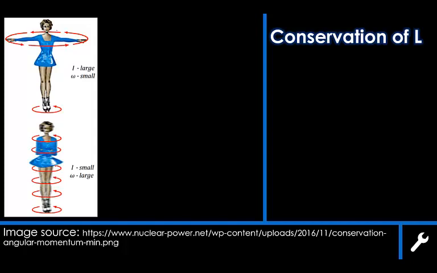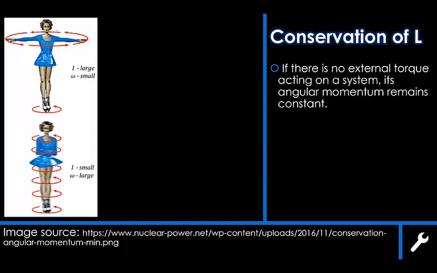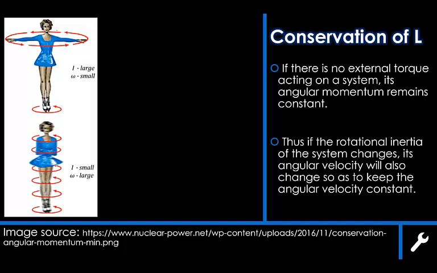Angular momentum is useful because angular momentum is conserved. If there's no external torque acting on the system, the angular momentum will remain constant. So if there's a change in the rotational inertia of the system, and there's no external torque, then the angular velocity will also have to change in order to keep angular momentum constant.